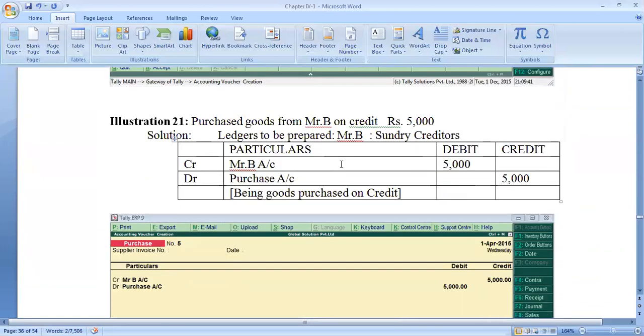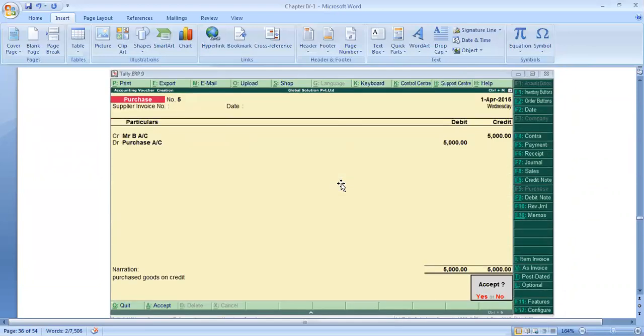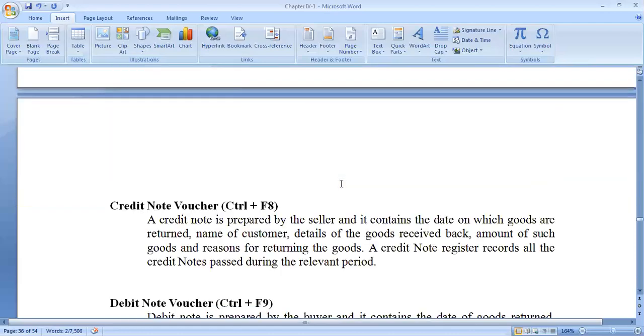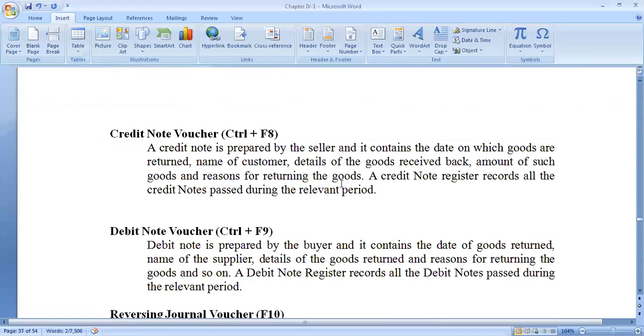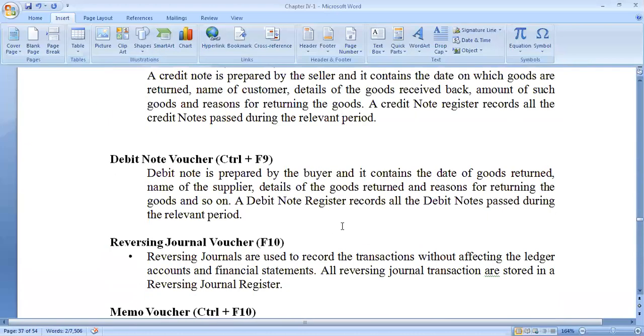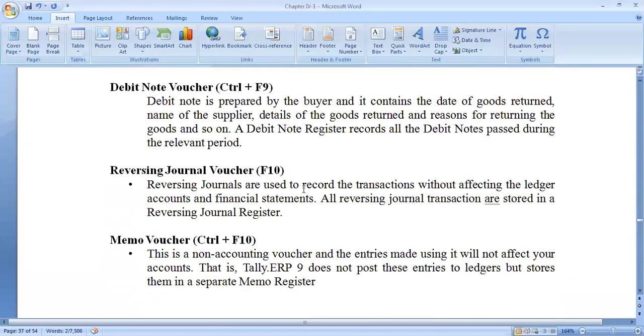Then purchased goods from Mr. B on credit rupees 5,000. So on credit, the name is mentioned. So what has been done? There's a purchase. So purchases account attached to Mr. B's account is a normal transaction in the books of accounts. But here, in terms of the Tally software, Mr. B will be the credit, purchases will be the debit. So being goods purchased on credit. Clear?